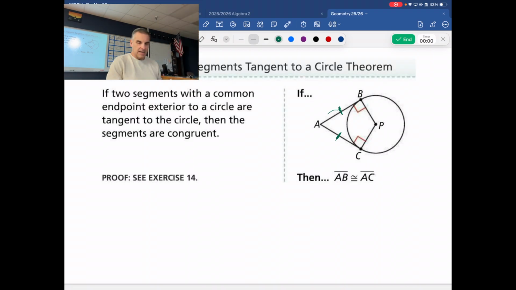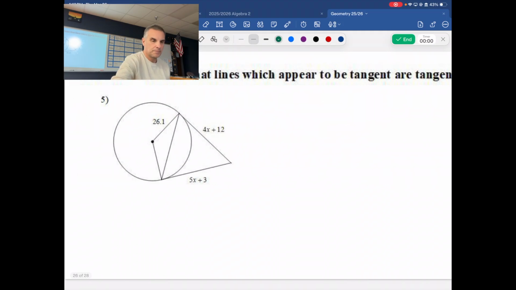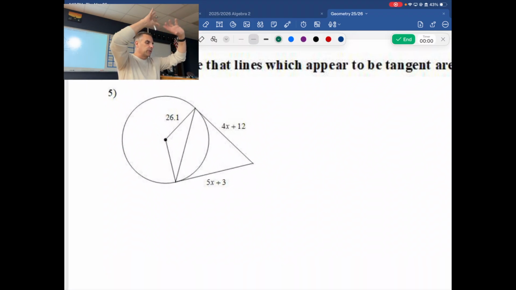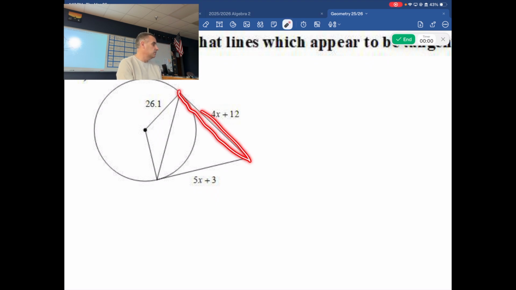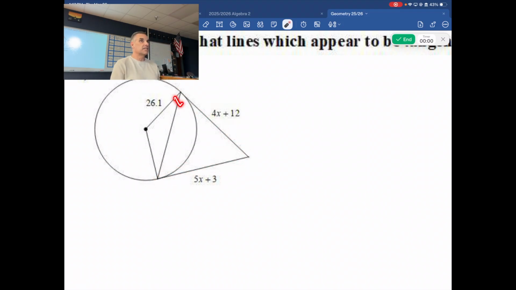So if we look at some examples of this, I think this is an easy way to think about it. The directions say, assume that the lines that appear to be tangent are tangent. We've got this radius that's 26.1, and we've got these two what appear to be tangent lines. I've got a right angle there and a right angle there. What this theorem says is that this and this have to be the same length.